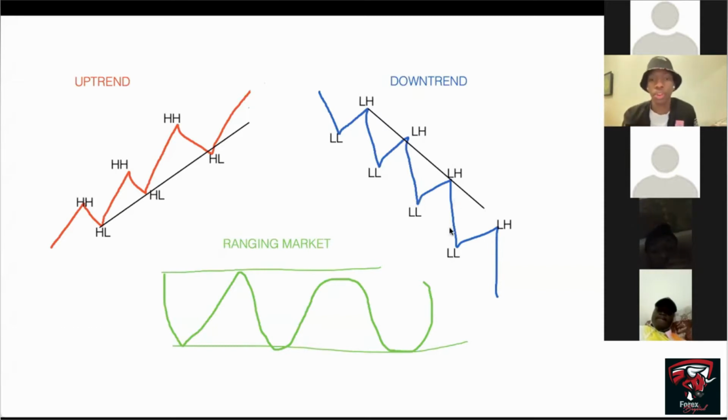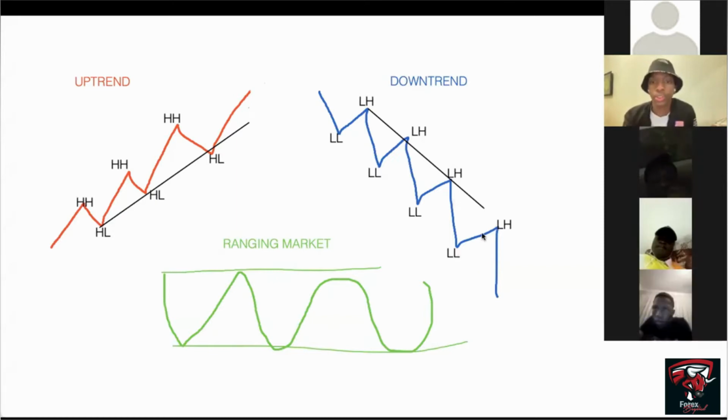So guys, remember, as I said, every single retracement is an entry point. As you can see, the market would retrace, create a lower high, and then shoot back down again, right?